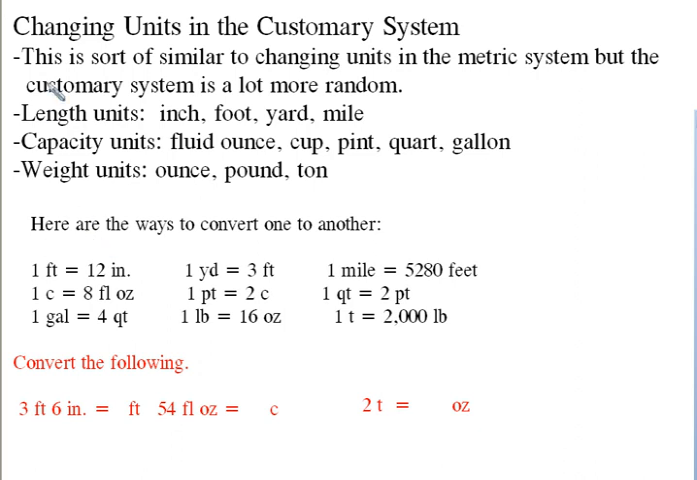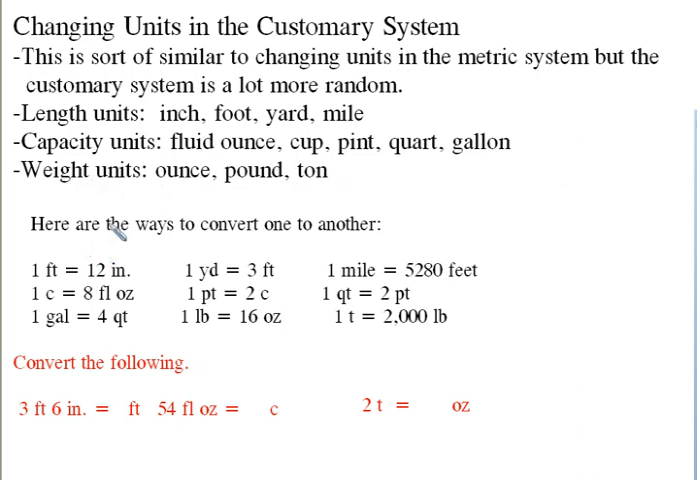Now, there's three different things, just like with the metric system. There's length units, and the units of length we're going to be talking about are inch, foot, yard, and mile. Capacity units, those are fluid ounce, cup, pint, quart, and gallon. And weight units, an ounce, a pound, and a ton.